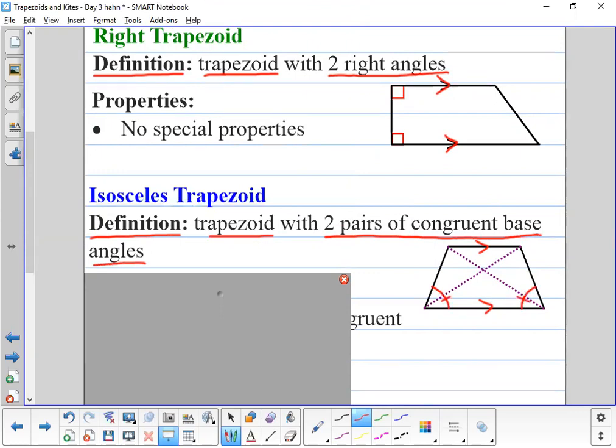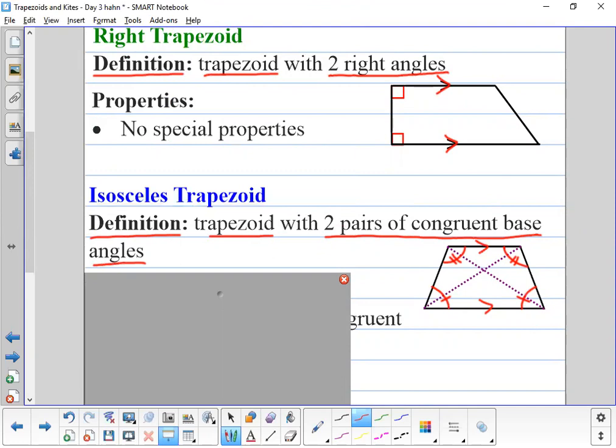So one pair of base angles would be down there. It's the angles formed by one of the parallel lines and the other two non-parallel sides. And the other pair of base angles is up here with the other parallel line and the non-parallel sides. So the definition for the isosceles trapezoid is that it's a trapezoid that has two pairs of congruent base angles.